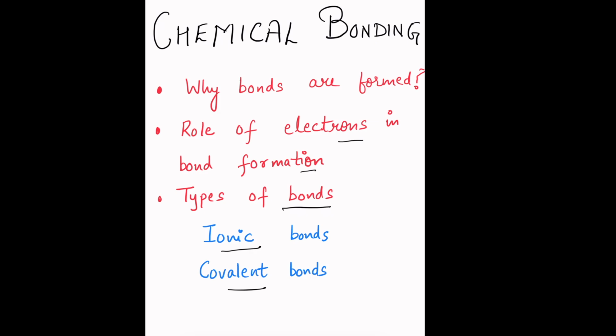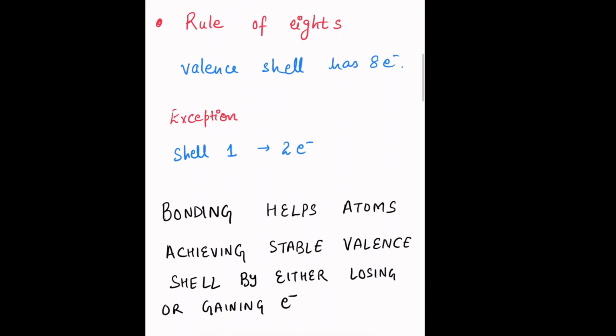Now before I discuss, let us first understand why bonds are formed. Bonds are formed to achieve stability, and that is one of the biggest reasons atoms lose or gain electrons. That is done by following the rule of eight.